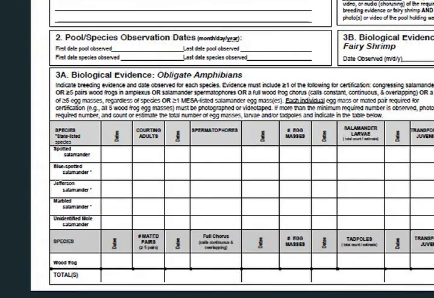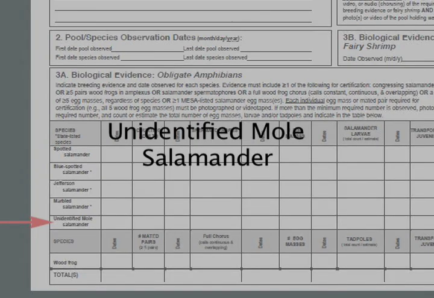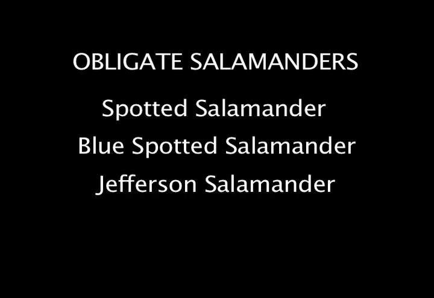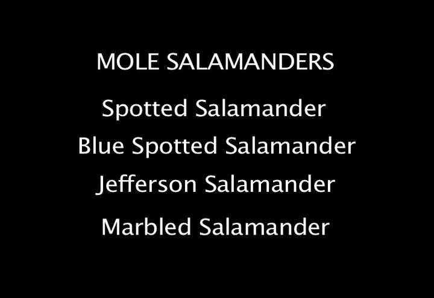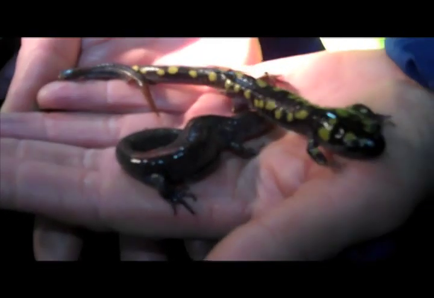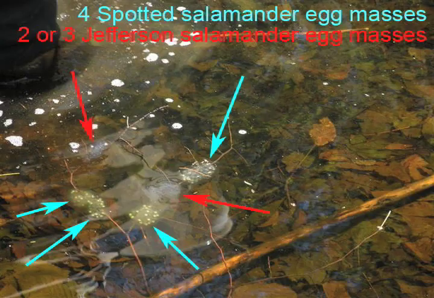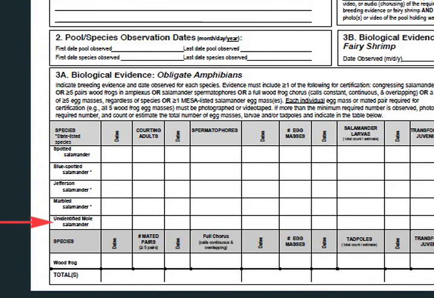Notice that the 5th row for entering data for salamanders is labeled Unidentified Mole Salamander. The 4 species of obligate salamanders, the spotted salamander, the blue-spotted salamander, the Jefferson salamander, and the marbled salamander, are all called mole salamanders. So if you can't identify specifically which of the 4 obligate species you've observed, but you know it's one of the 4, or if you can't precisely identify the eggs or spermatophores, but you know that they're from one of the 4 mole salamanders, you can use this row in the table. The same is true for larvae and for transforming adults.